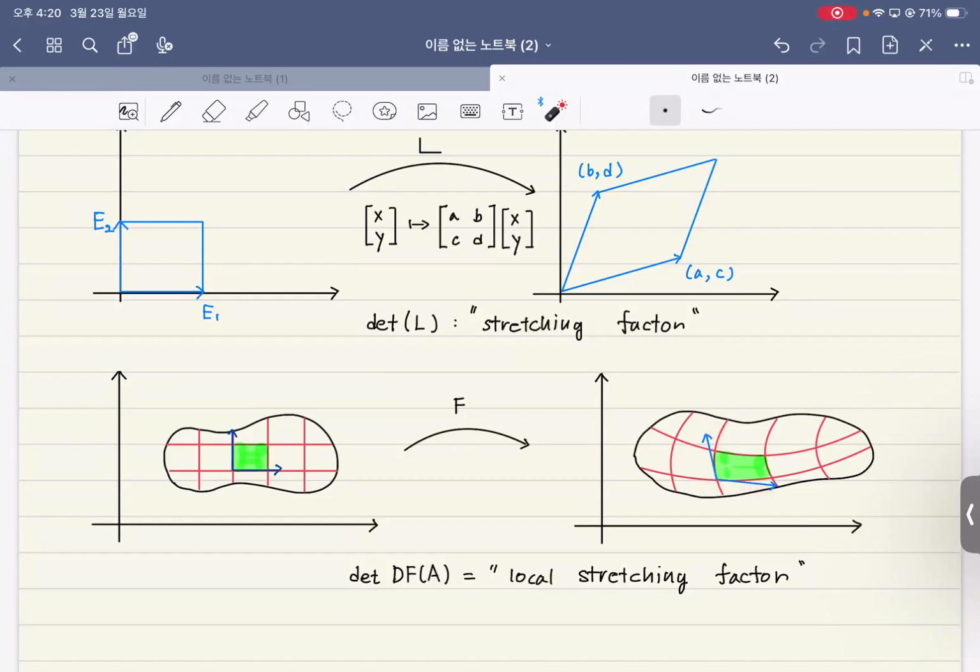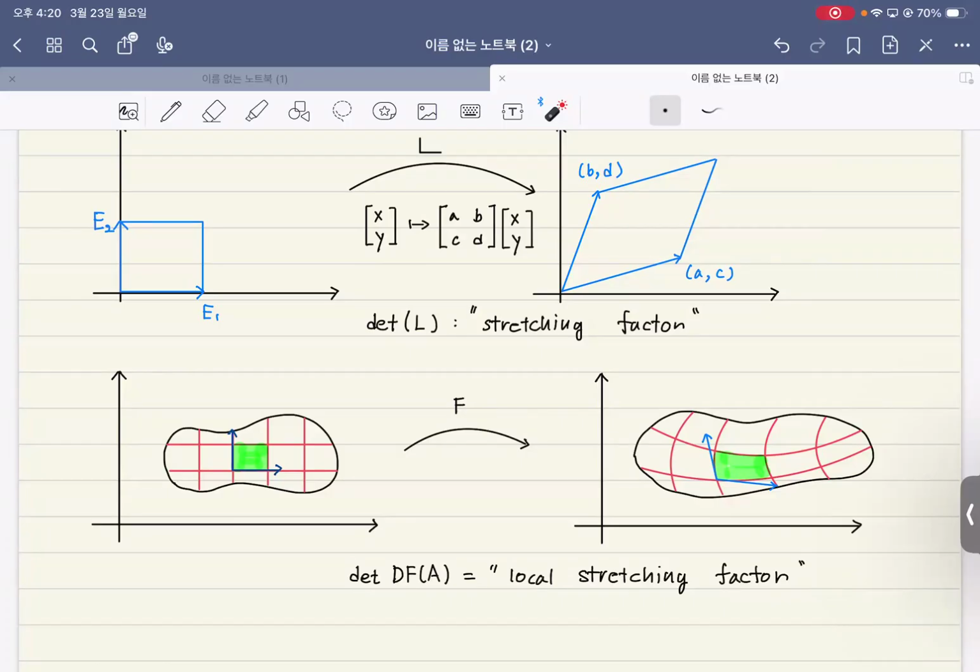And what do you think is the determinant of this matrix derivative? It's going to be a stretching factor, but not a global stretching factor, a local stretching factor. So if this number is greater than 1, suppose that this number is 7, then when you're very close to this point, a geometric object that has a unit area has been stretched to another geometric object in this codomain, and this stretching factor is multiplication by 7.